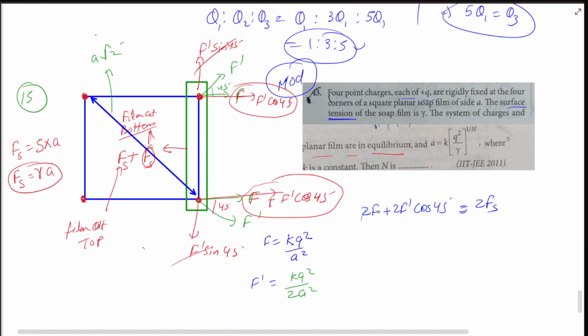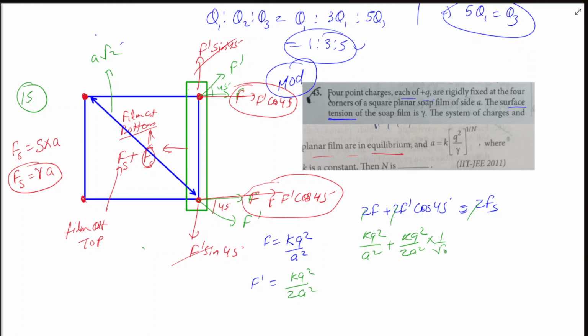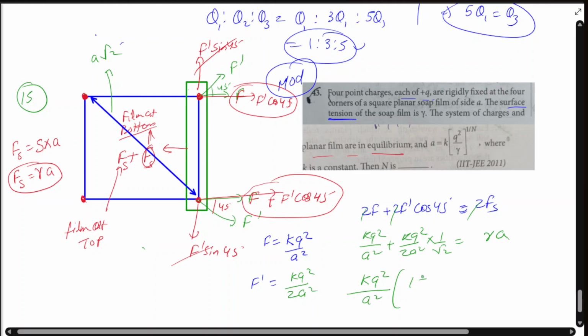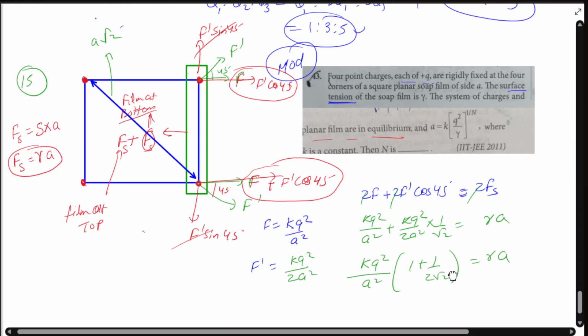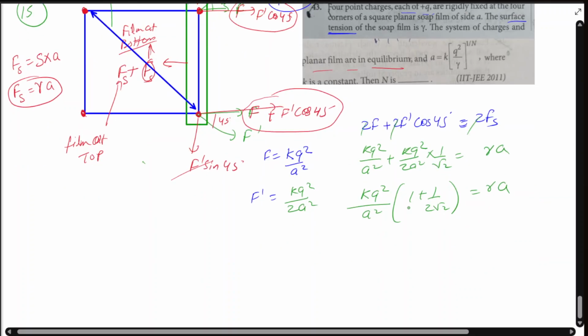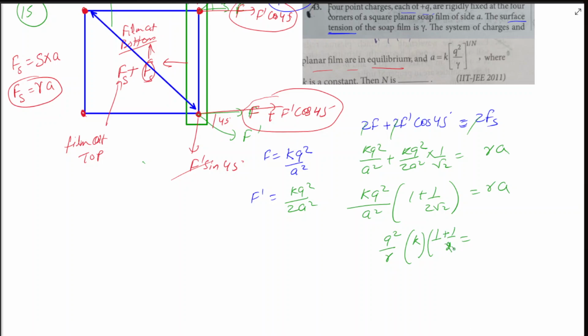2 we can cancel out from all these three. F will be kq square by a square plus kq square by 2a square into 1 by root 2, and Fs will be gamma into a. Yes, let's take common. Kq square divided by a square into (1 plus 1 by 2 root 2) equals gamma into a. Yes. Now a cube can come here and gamma will go down. So q square by gamma will be equal to k into (1 plus 1 by 2 root 2).